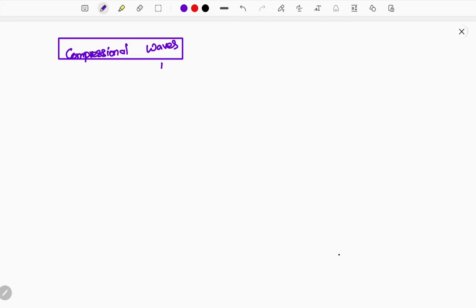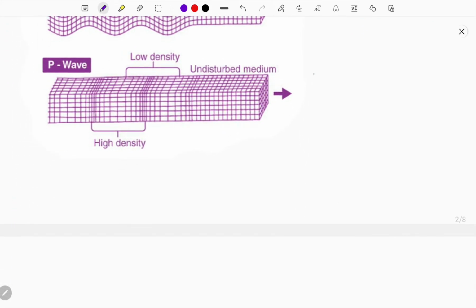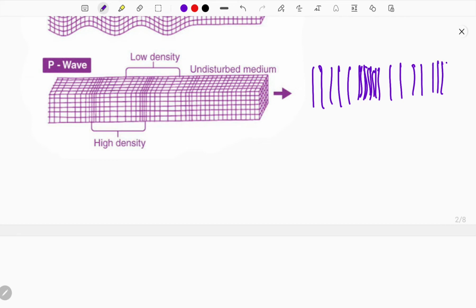So compressional means what? The P waves produce compression and rarefaction. So what is compression and rarefaction? For that you need to view the image. Here, if you see the P wave, this part is sparsely packed, then suddenly this part is closely packed, then sparsely packed, then closely packed.